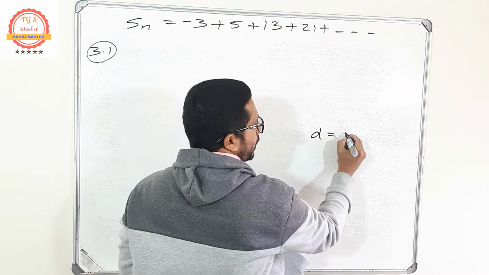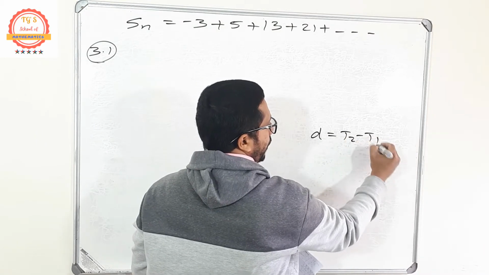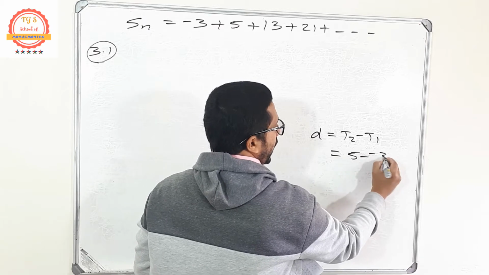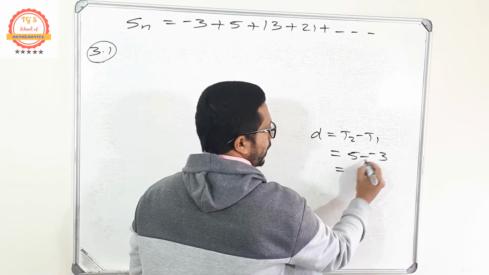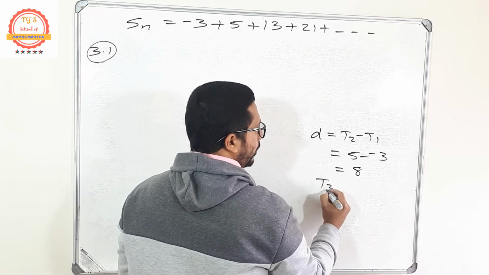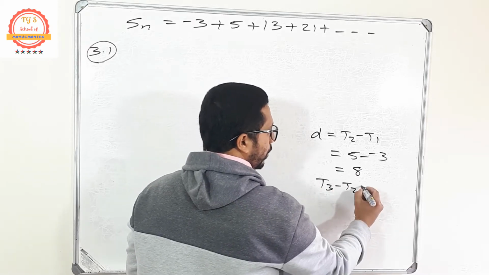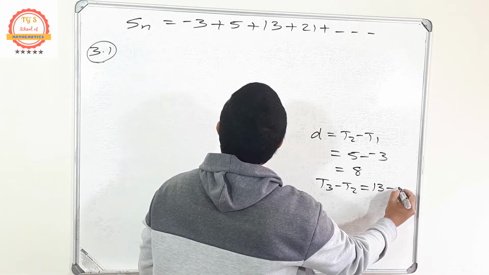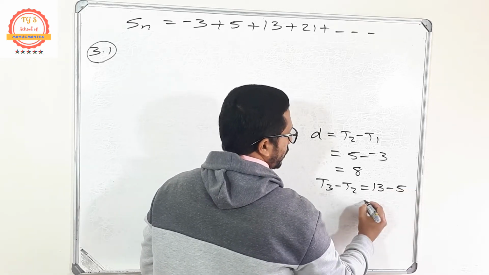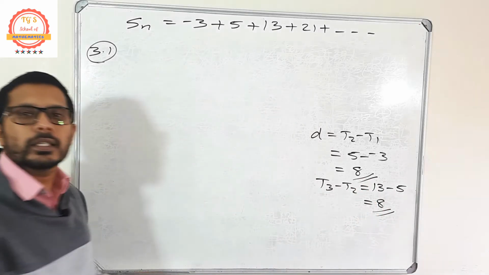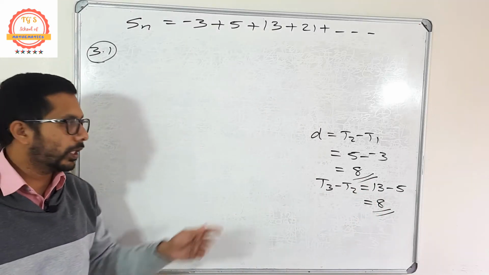So what is D? T2 minus T1. What is T2? 5 minus minus 3, so minus minus is plus, 5 plus 3 is 8. Or T3 minus T2: what is T3? 13 minus T2, that is 5. There also you can see that the answer is 8. So it means that there is a common difference of 8.